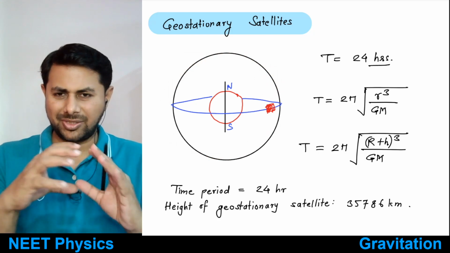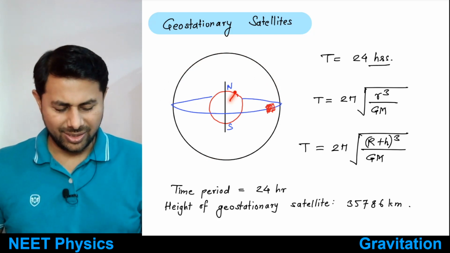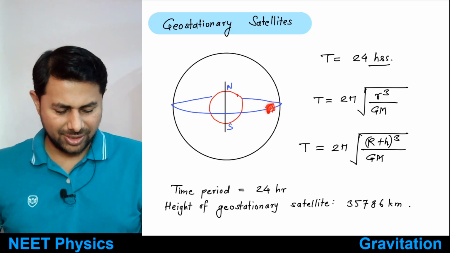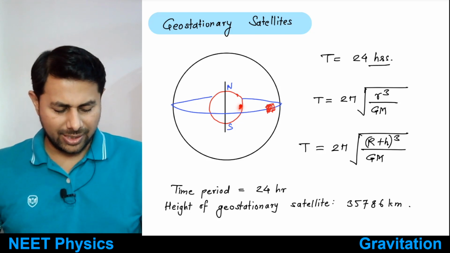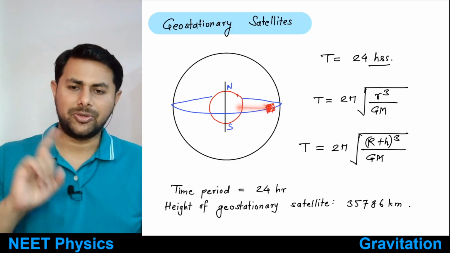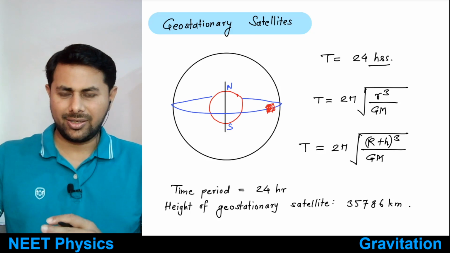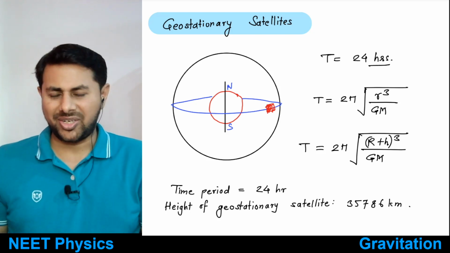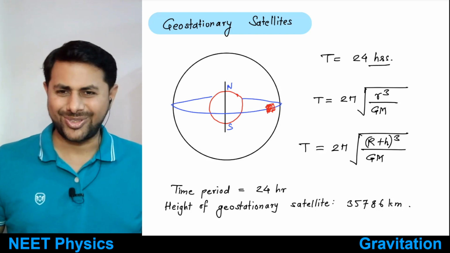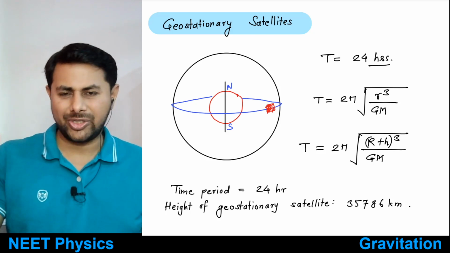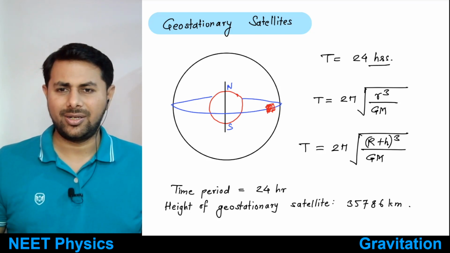Suppose you want some satellite to be stationary with respect to some position. Suppose this is Earth and this is your satellite. It's revolving in this orbit, and suppose you are here. You see the satellite there today morning, it should be there today evening. It should be there tomorrow, day after tomorrow. So it should be at the same position with respect to you.